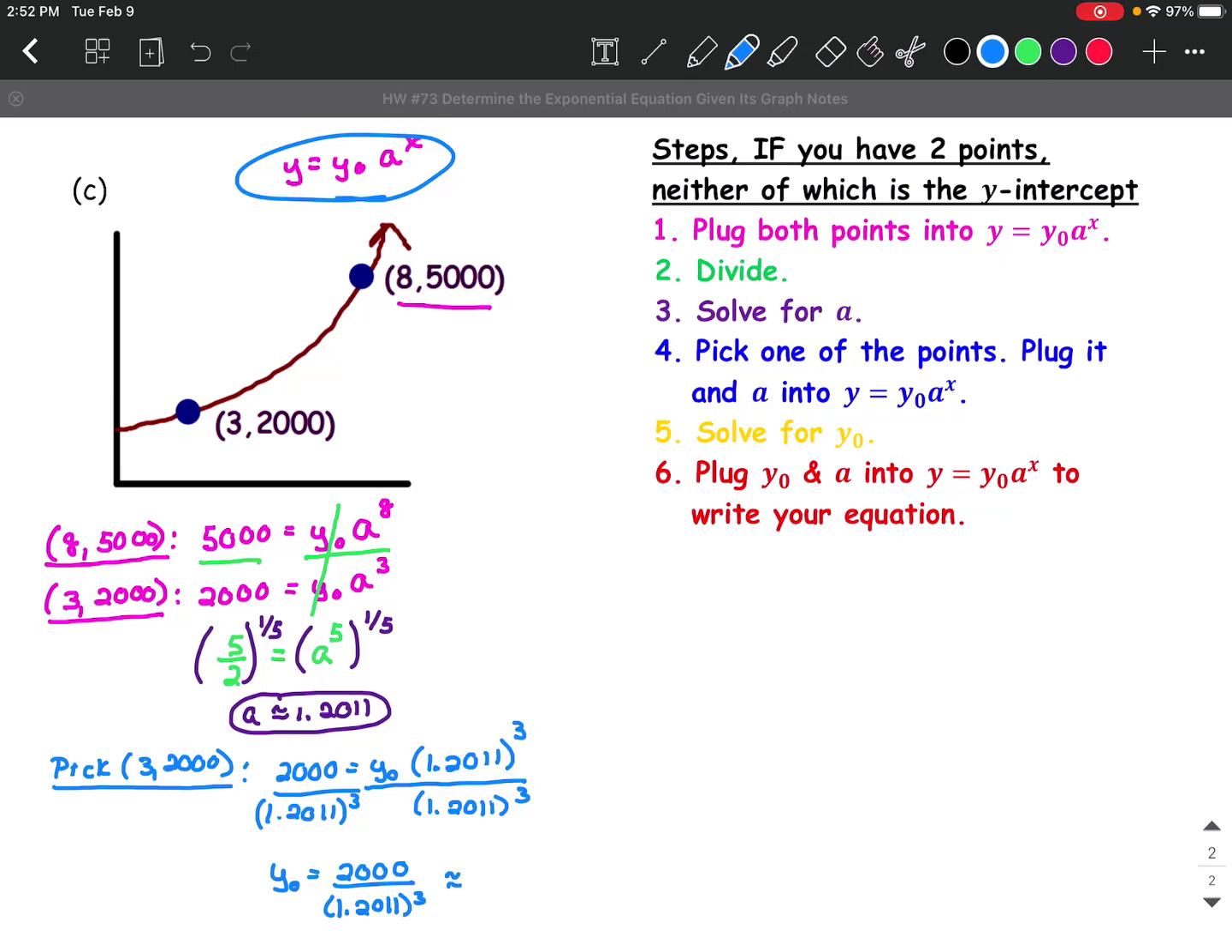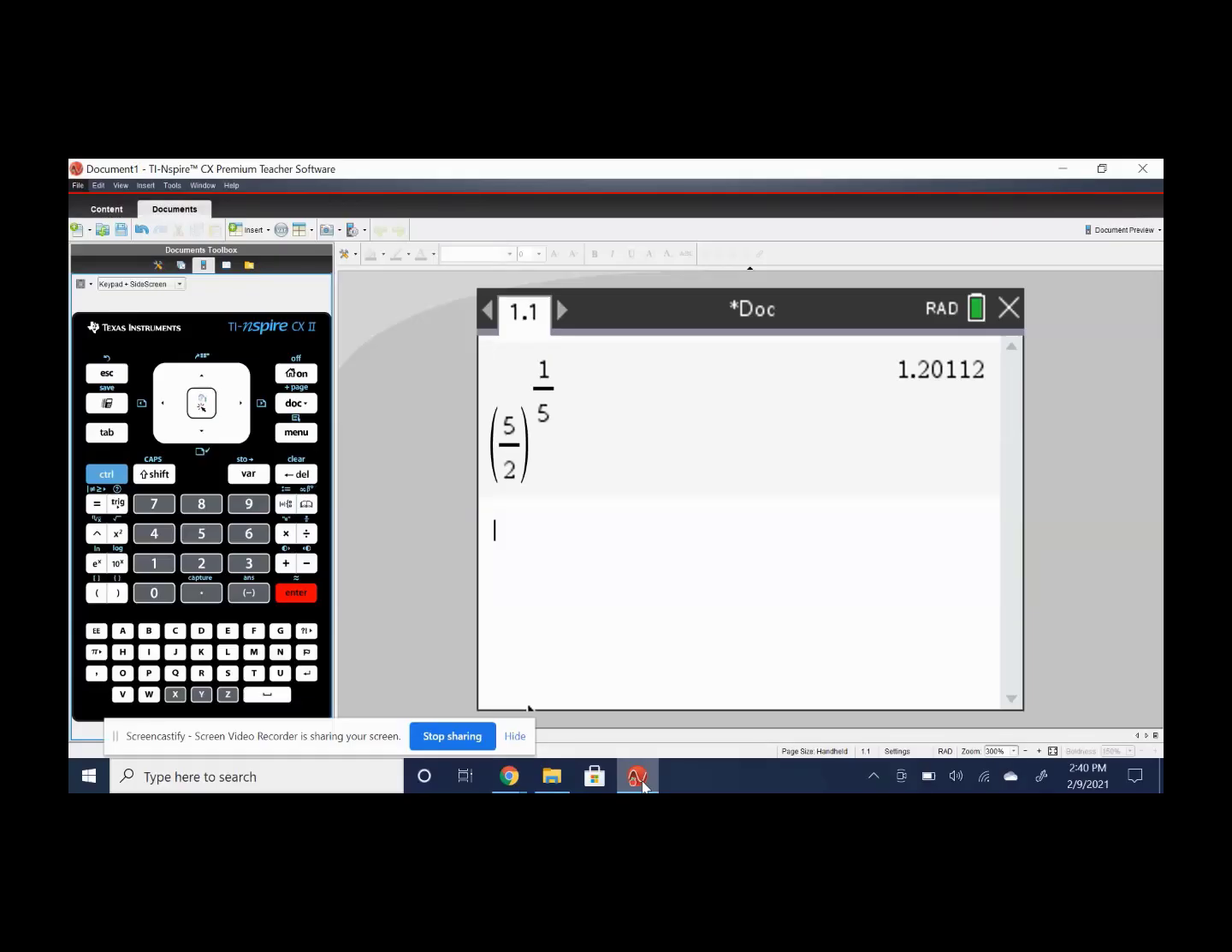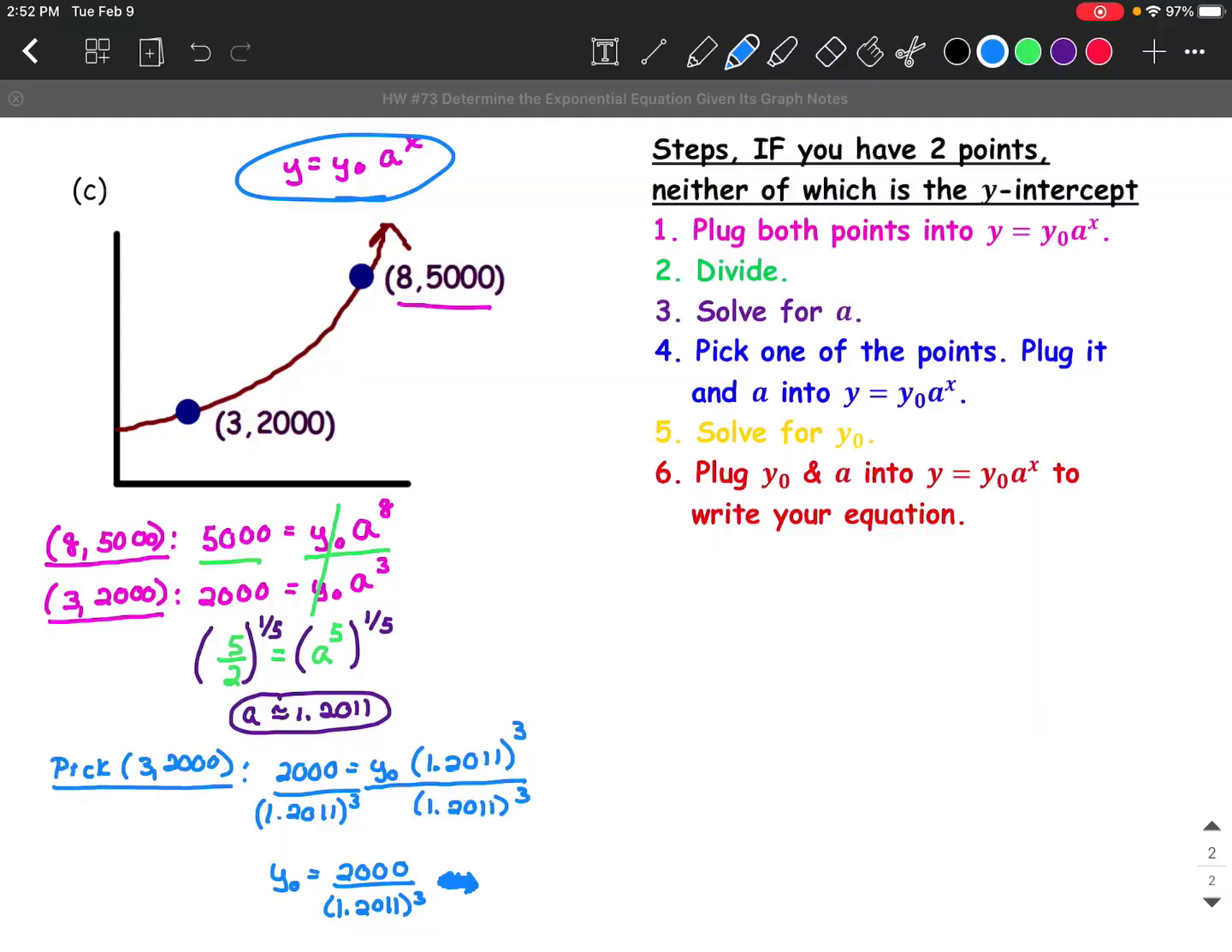Now we're going to go to our calculator and find that value. Now we want to find the value of y naught, or our initial value. So we use our fraction template. 2,000 over 1.2011 raised to the 3rd, and we have 1154.23. Okay, so we found that y naught is approximately 1154.23.